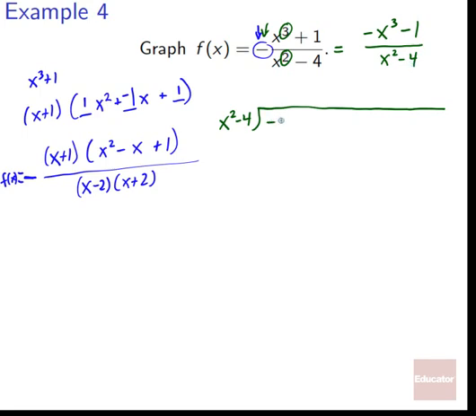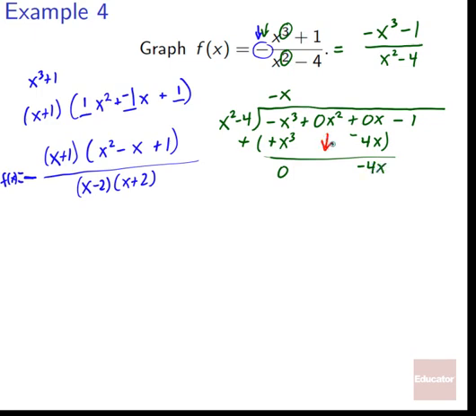X squared minus 4, so negative x cubed. How many x squareds do we have? 0 x squareds. How many x's? 0 x's minus 1. X squared minus 4, how many times does x squared go into negative x cubed? It's going to go in negative x times x squared, negative x cubed, negative x times negative 4 becomes positive 4x. We subtract this whole thing, distribute the subtraction. Negative x cubed plus x cubed becomes 0. 0x minus 4x becomes negative 4x.